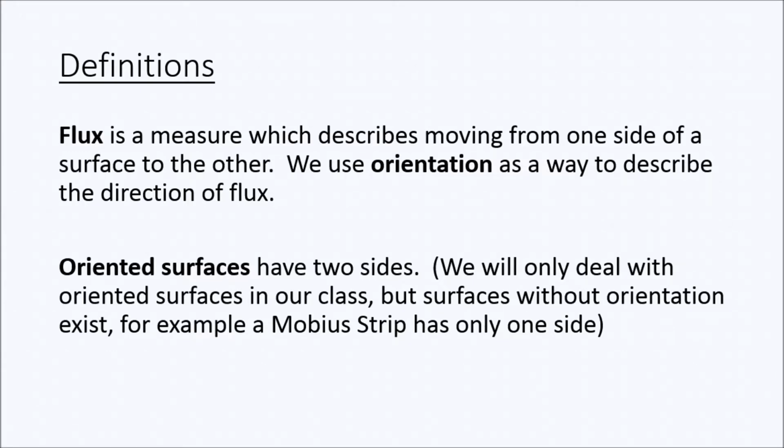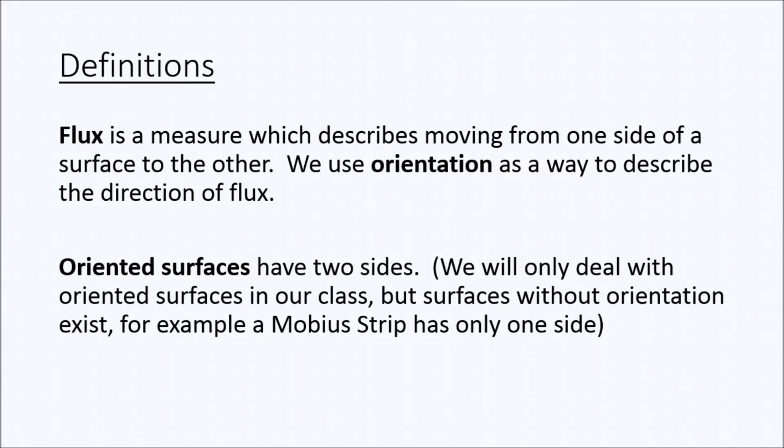again, regarding electricity. But when we talk about moving from one side to another, we need a way to actually describe which side is which, and that's where orientation comes in. And so orientation is how we're going to describe flux, and that means that what we're going to be dealing with in Calc 3 is what are called oriented surfaces.